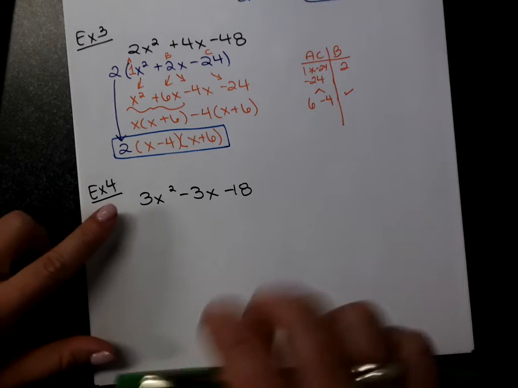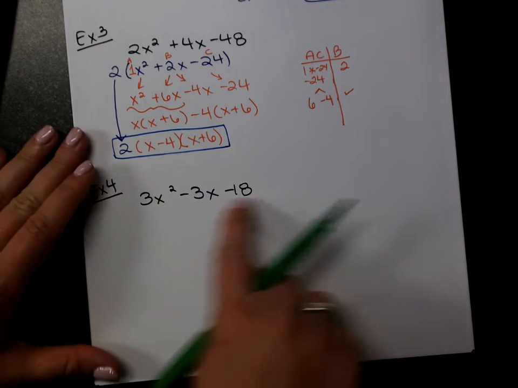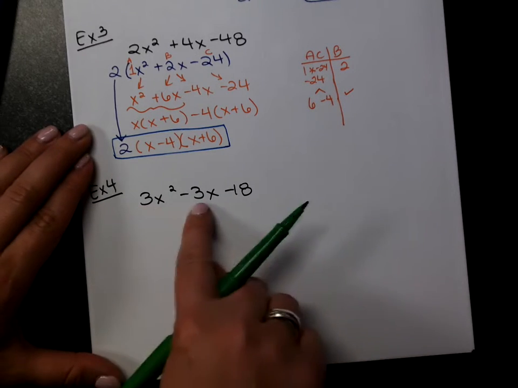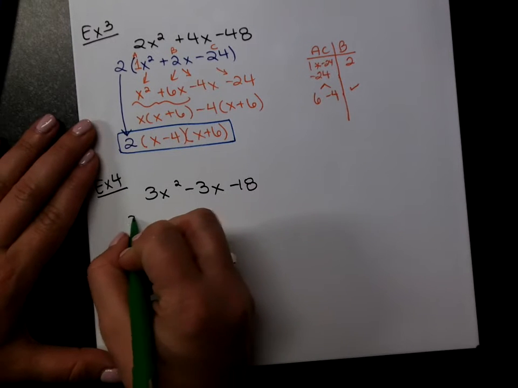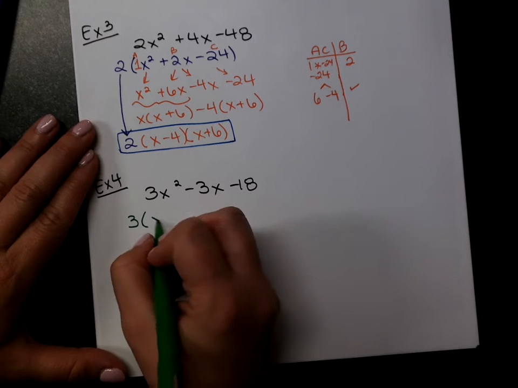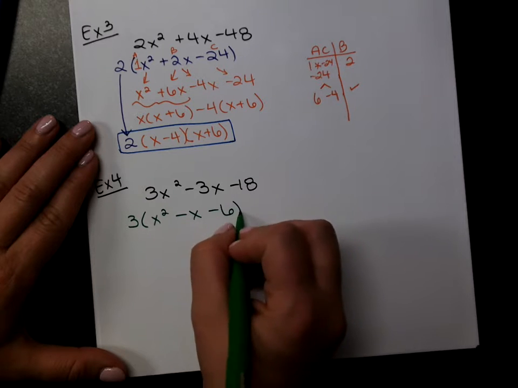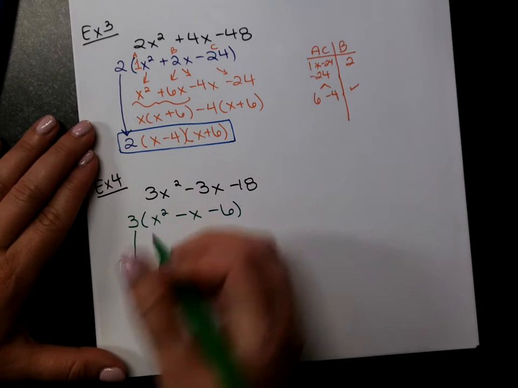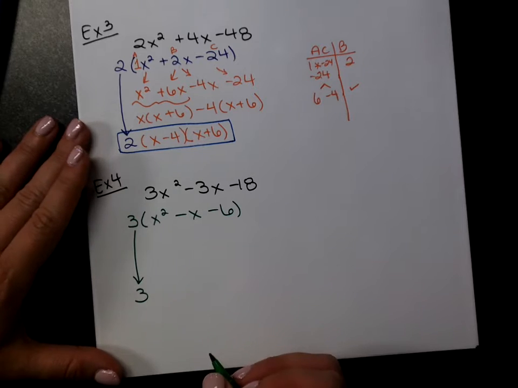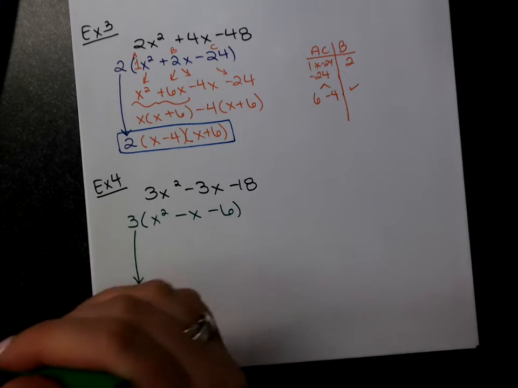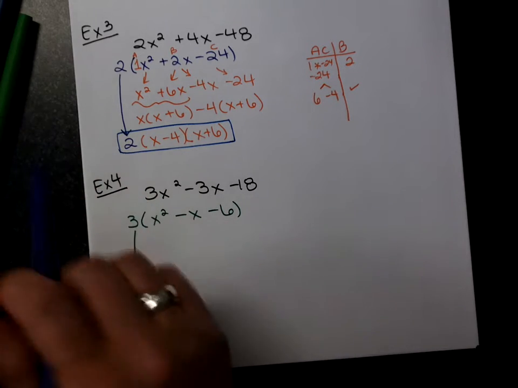Alright, so for this one, again, we're scanning for a GCF. You should start to see these right away. 3, 3, and 18 have a GCF of 3. That leaves me with x squared minus x minus 6. I'm going to take that 3 I took out and rewrite it down here so I don't forget about it. I'm going to work the rest of the problem with the leftovers.